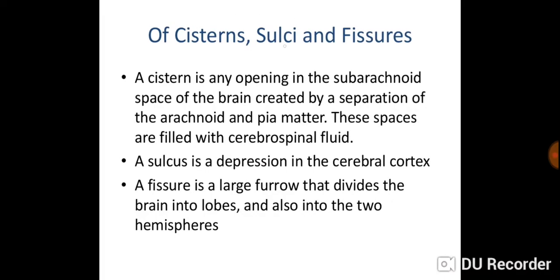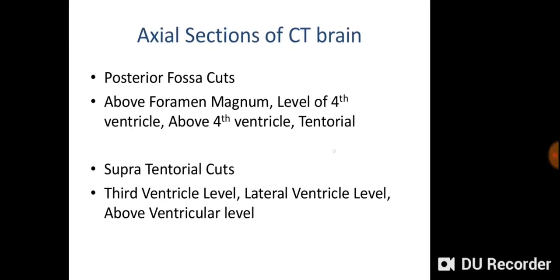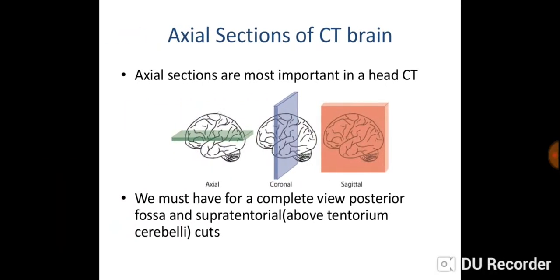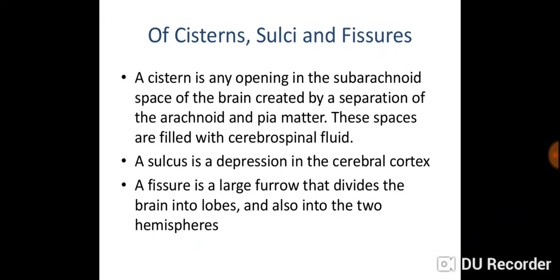Now, a question that usually comes up is sulci and fissures. A sulcus is a depression in the cerebral cortex. If I get a view around here, this is a sulcus, if you notice the pen here, and this is a fissure that's dividing the lobes. A fissure is a large furrow that divides the brain into lobes and into the two hemispheres.